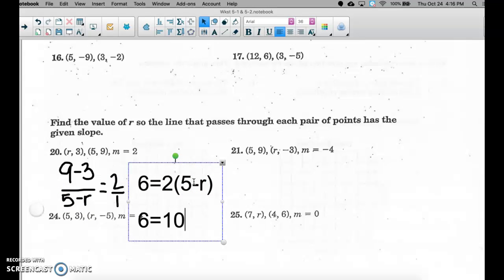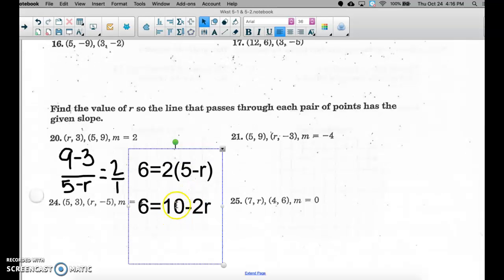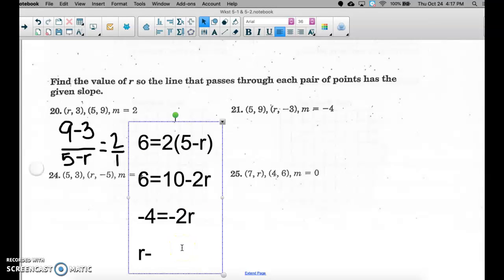2 times 5 is 10. 2 times negative r is negative 2r. I move my 10 to the other side by subtracting. So I get negative 4 equals negative 2r. Notice the negative didn't go anywhere. The 10 moved over, but the negative is still out in front. Divide both sides by that negative 2, and you get r equals 2.